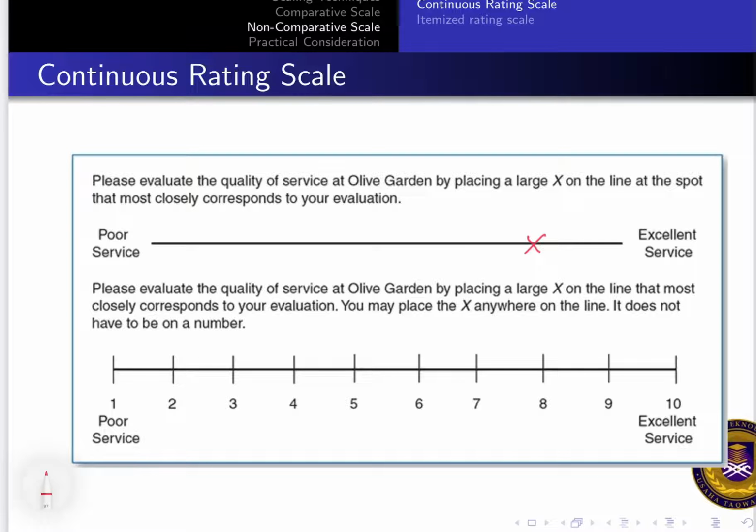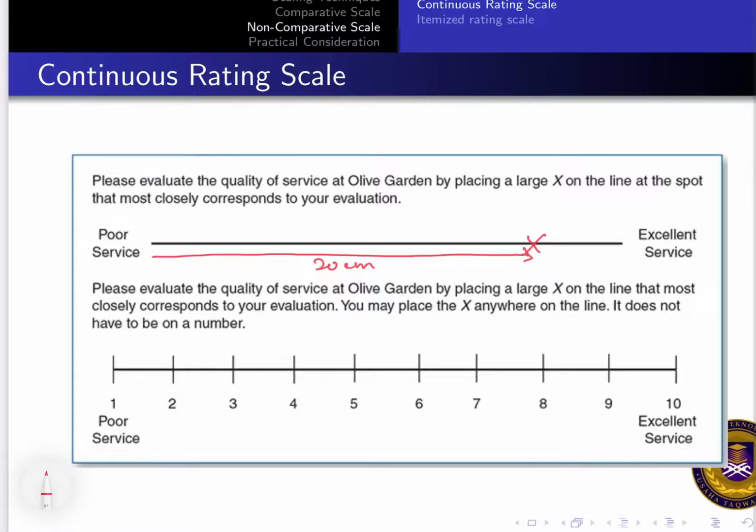So as researchers, what we do here is measure the distance from the starting point to the X point. Let's say this is 20 centimeters, so we put 20 marks.